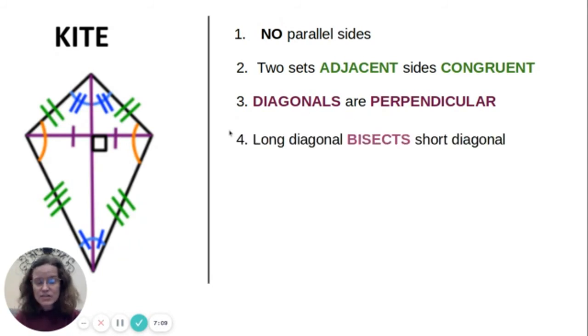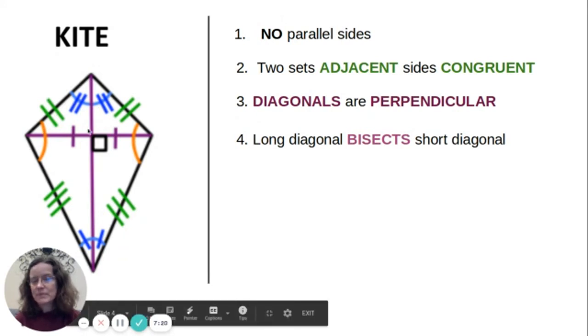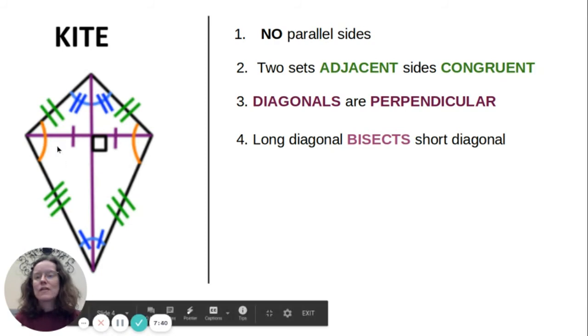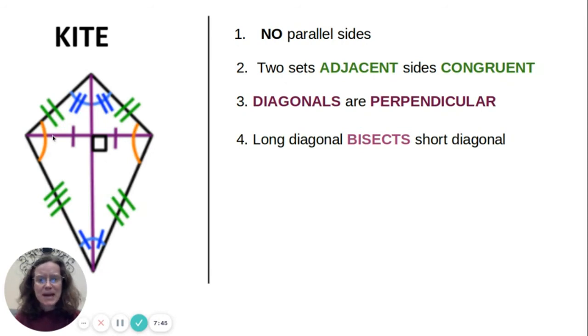The diagonals also have a fun property that there's a long one and a short one. Since these 2 sets of sides are not congruent, one of the diagonals has to be longer than the other. The long one always bisects the short one. And so you can see that the short diagonal here is marked that each half is congruent. That's because each one of those 2 pieces is congruent. Okay, so the long diagonal bisects the short one. So not only is it perpendicular, it bisects it.